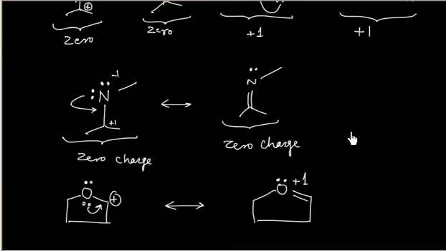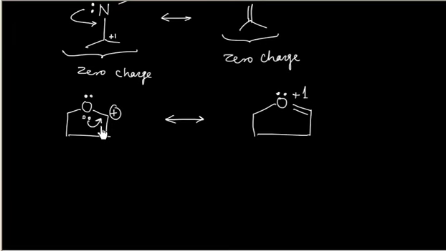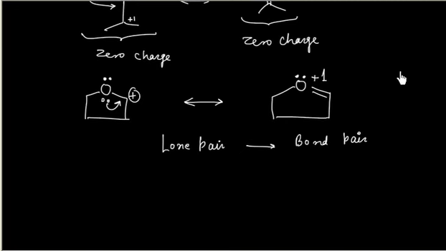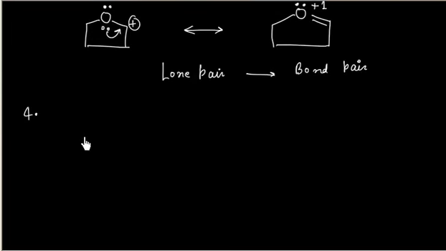So whenever we have a lone pair adjacent to positive charge, we have to convert a lone pair into bond pair. So lone pair can be converted into bond pair, and charge will remain the same in the resonating structures. Next pattern we have, a pi bond between two atoms that have different electronegativity.